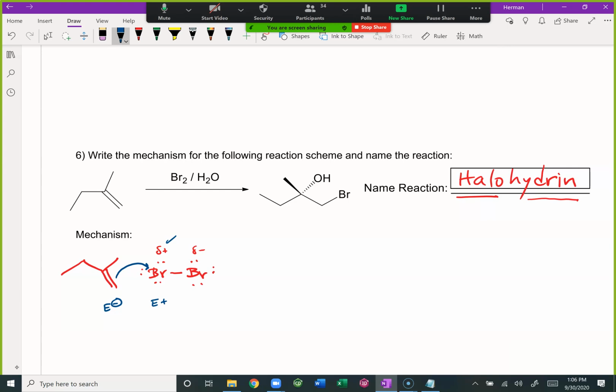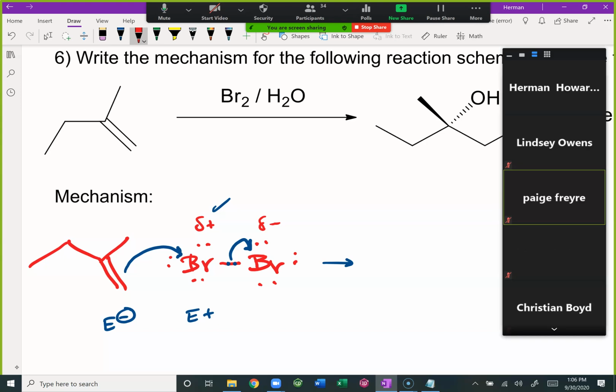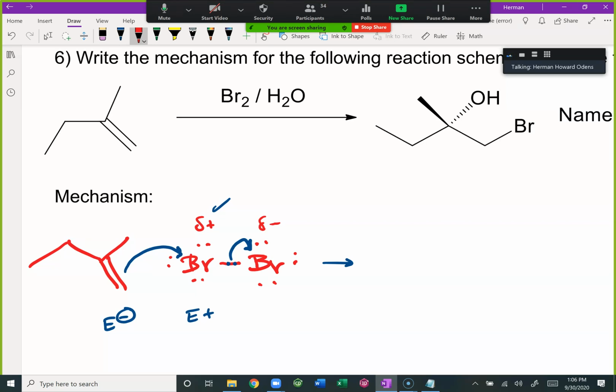So when it does that, these 2 electrons that are here are going to be transferred to that bromine, and now you have made something super cool. Hold on.